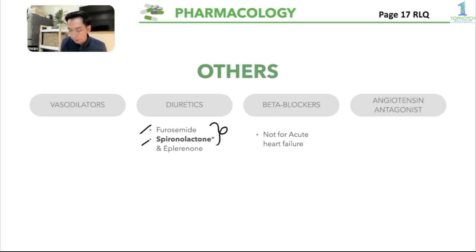So pwede silang gamitin together, no? And at an isokalemic dose, no? Next is your beta blocker naman, no? One thing that you have to remember for your beta blockade, no, is that hindi sila pwede for acute heart failure or yung mga acutely decompensated na heart failure natin.